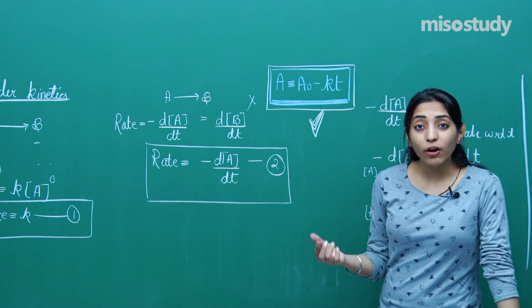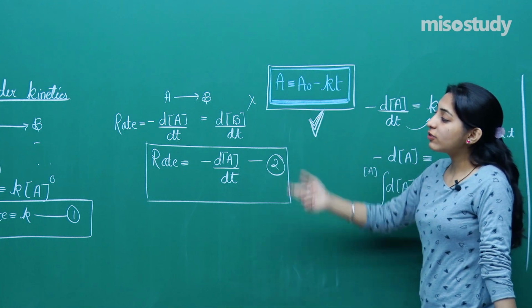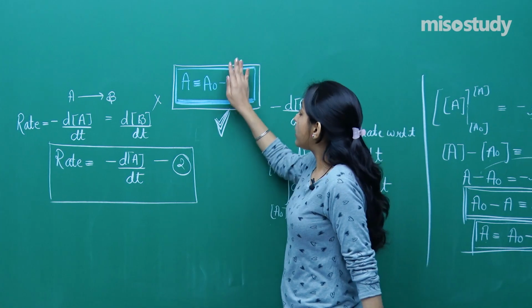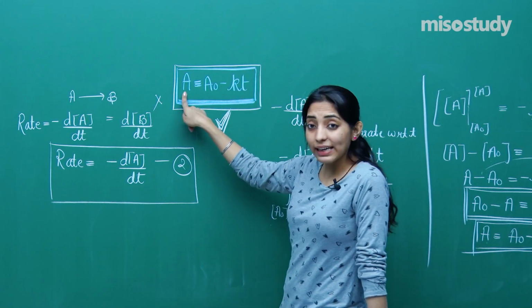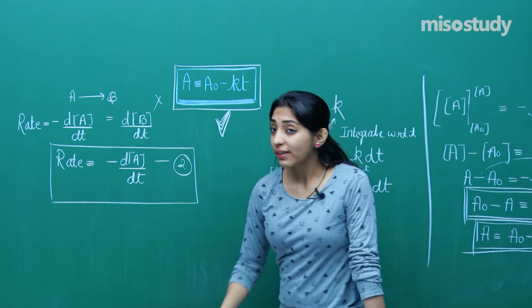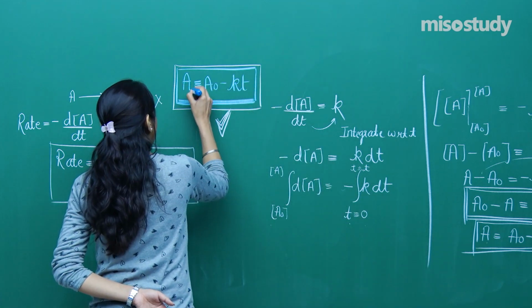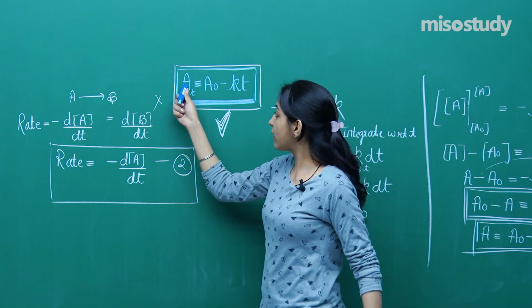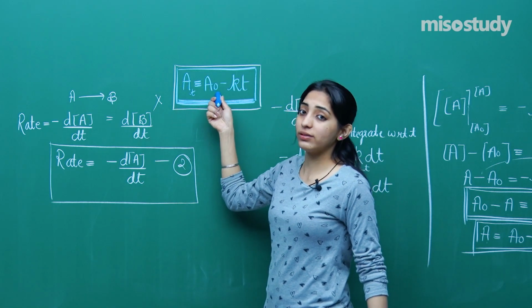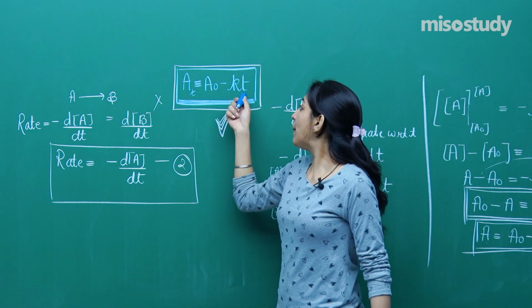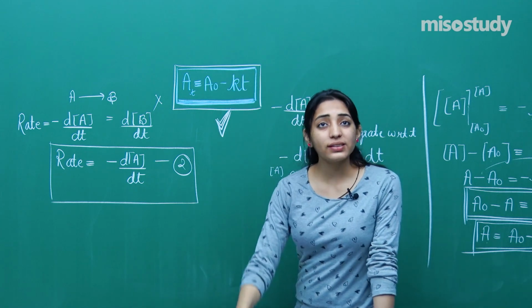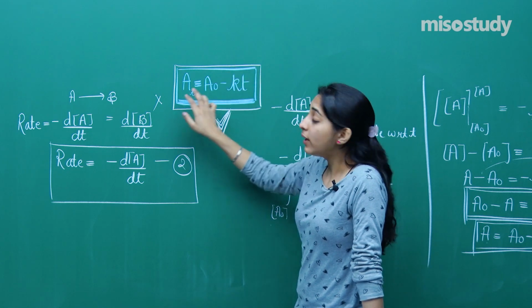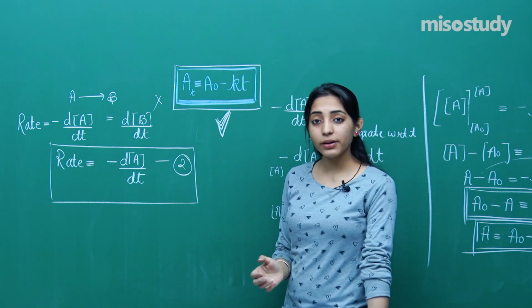So see, what was A naught? A naught was the concentration of reactant that you had taken in the beginning, right? And when time T is equal to 0, the concentration at any time. So see, I can better write it as A_T is equal to A naught minus KT. So concentration of A at any time T is equal to concentration of A at time 0 minus KT. So when time was 0, I mean in the beginning of the reaction, T was 0, this will go out. So the concentration of A will be A naught.